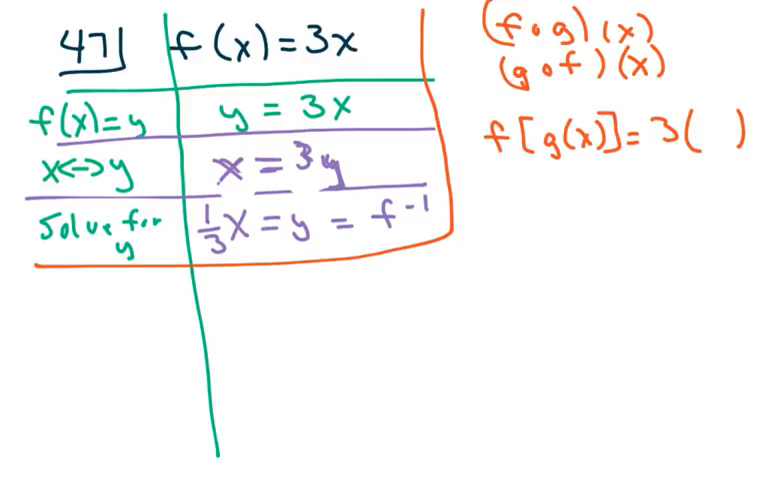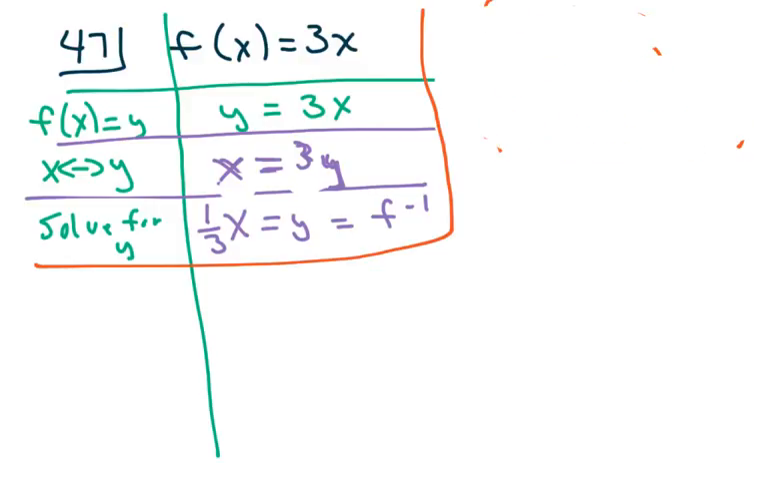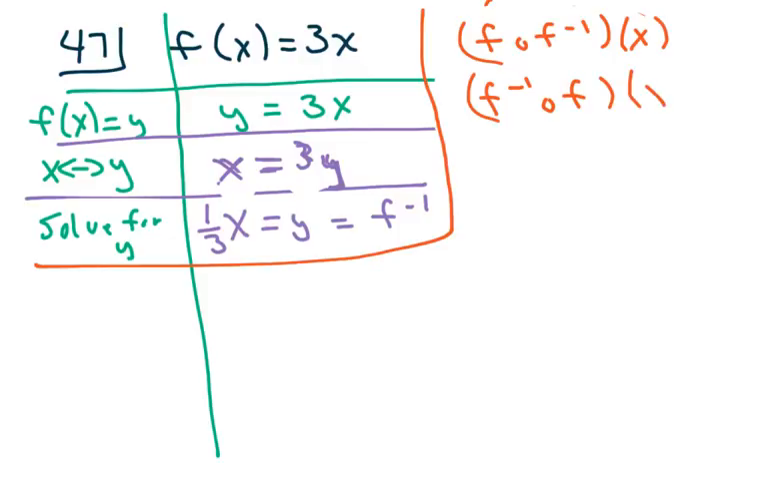We are going to do that, but we're going to use different notation. We're going to compose f with f inverse, and we're going to compose f inverse with f. You've done this before, and all we're going to do is write down f first. So f composed with f inverse of x, and it should equal x.